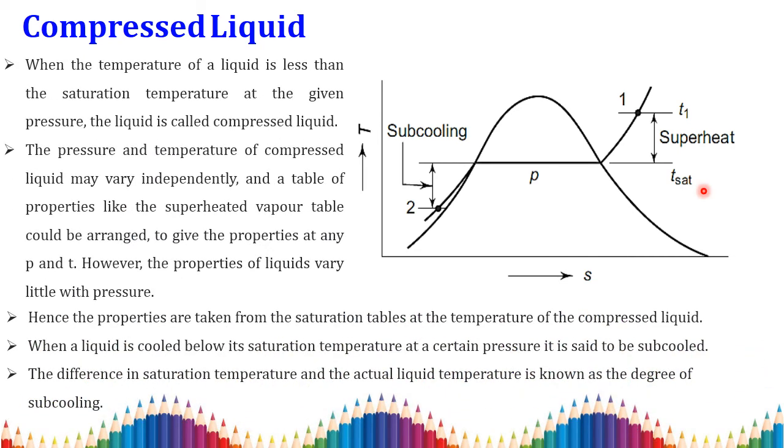And the second one is subcooling. Before getting into subcooling, we need to know about the compressed liquid. When the temperature of the liquid is lesser than the saturation temperature, this is your saturation temperature. So when the given temperature is lesser than the saturation temperature, it is a compressed liquid. In this case it is T2, and this is your T saturation. So we can find the degree of subcooling by T saturation minus T2.